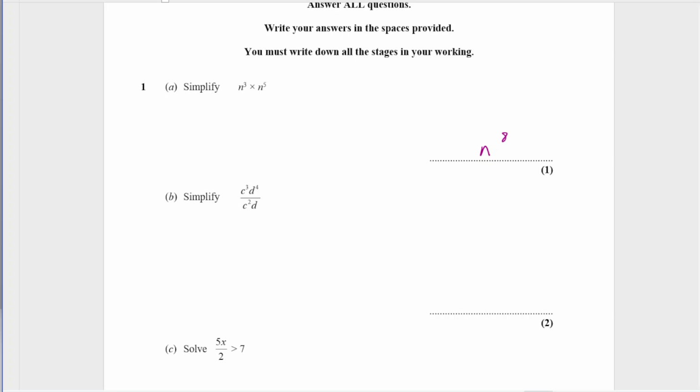For the next one, simplify. So c cubed divided by c squared would just be c. And then d to the power 4 divided by d to the power 3 would become d to the power 1. So we're just looking at c d.